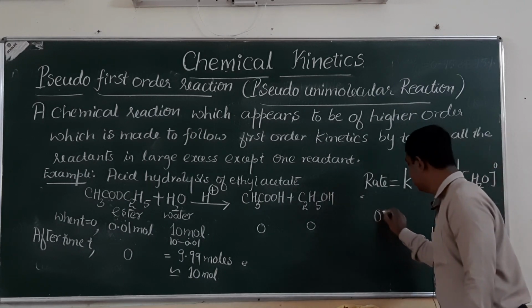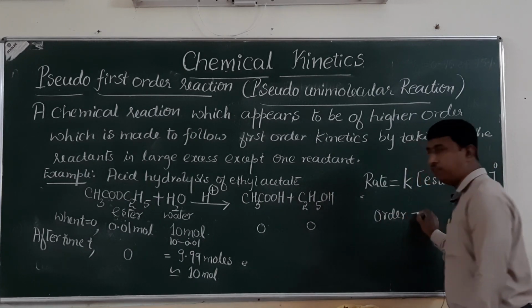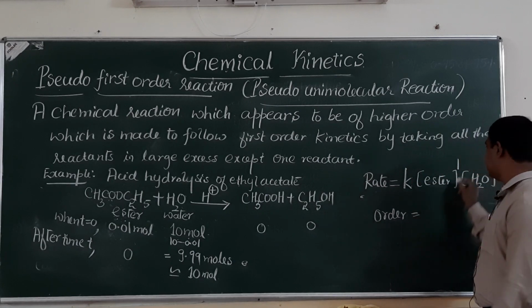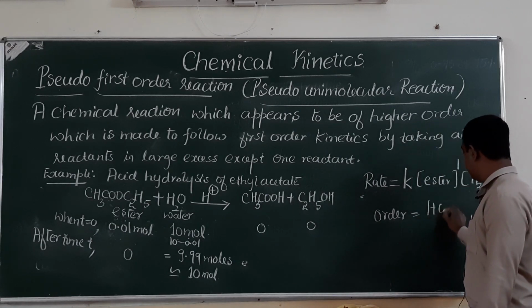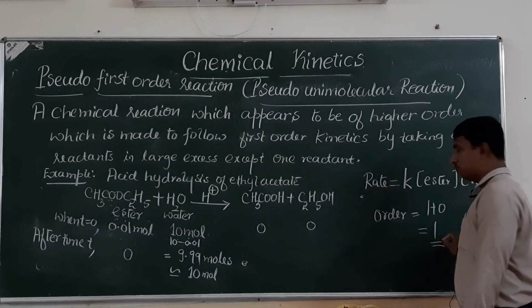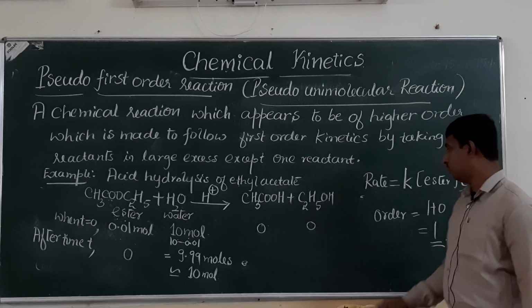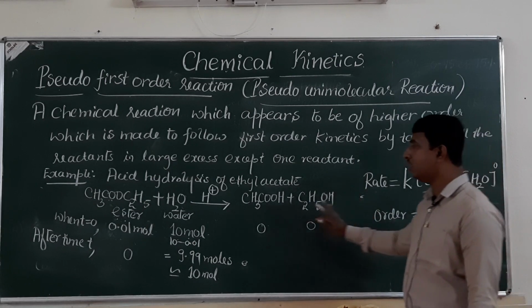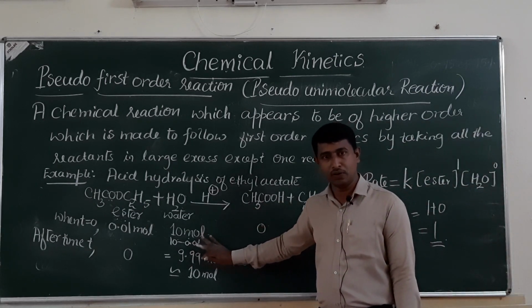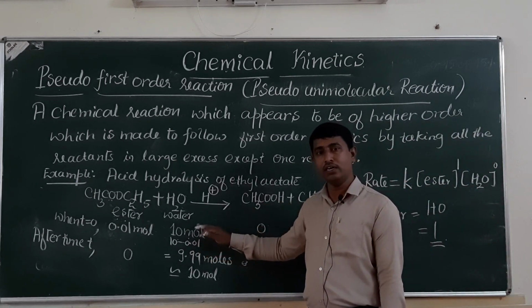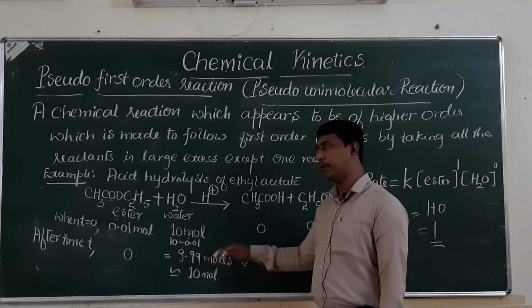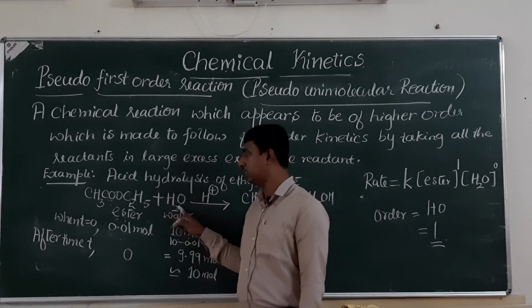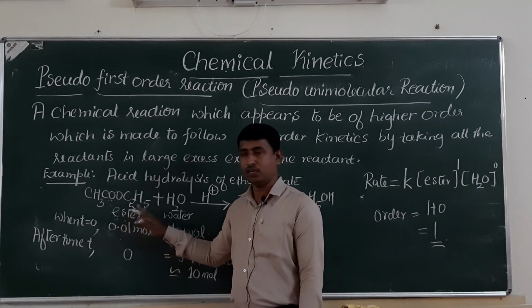So what is order? Sum of the powers, that is 1 plus 0, equal to 1. So it is a pseudo first order reaction. Actually the order of this reaction is not equal to 1; its order is reduced to 1 by taking water in larger excess and ester in lesser quantity.